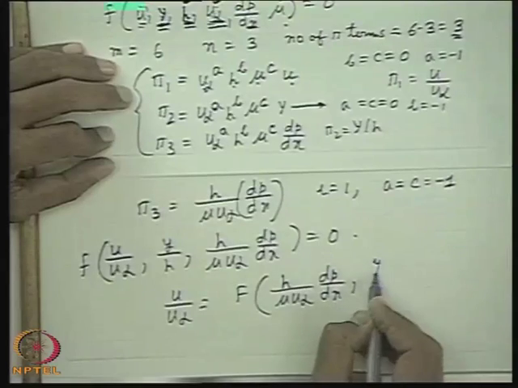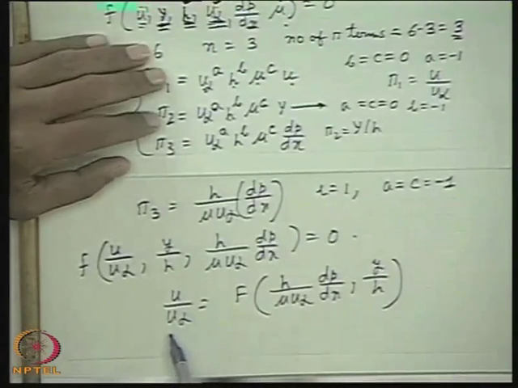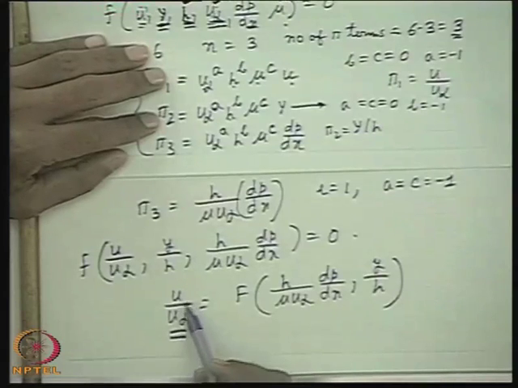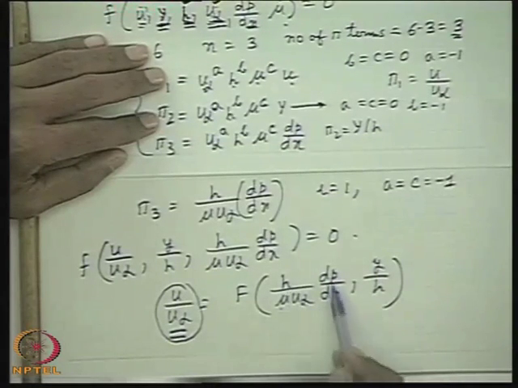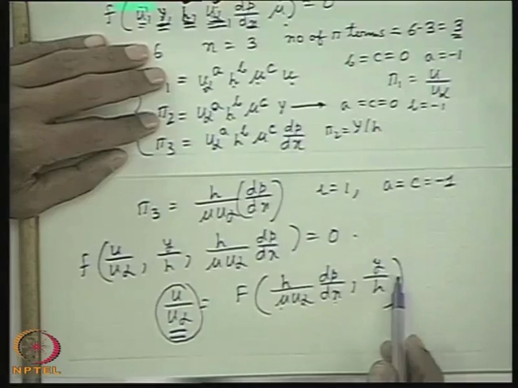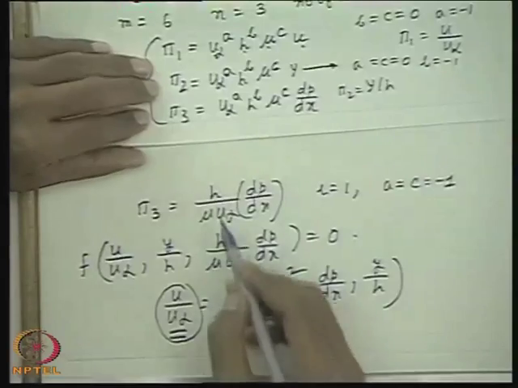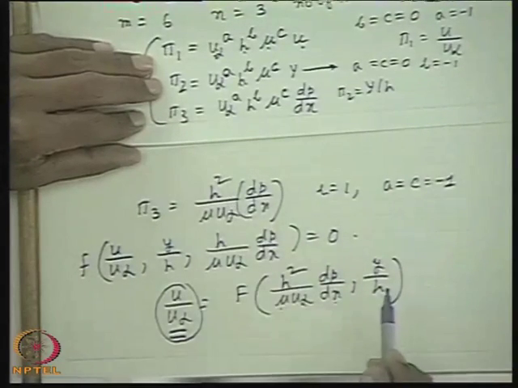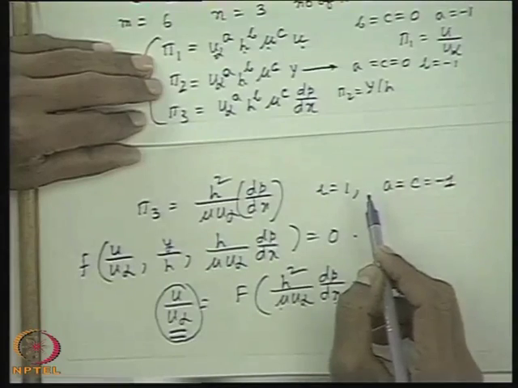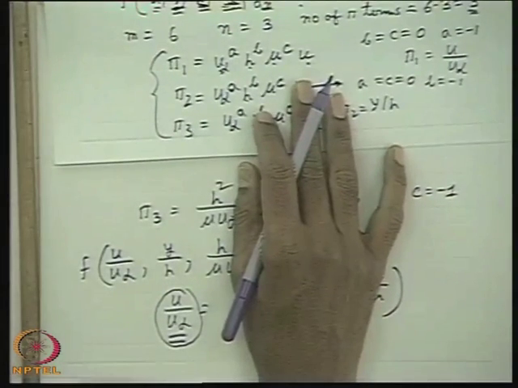y by h. So I have solved this problem because of two reasons. One is that now you can see that by the exact solutions we have found out u by u infinity as a function of h by mu u infinity dp dx. Okay, h square by mu u infinity. I am sorry, this will be h square by mu u infinity.